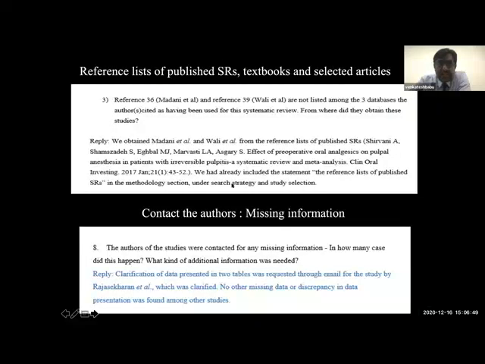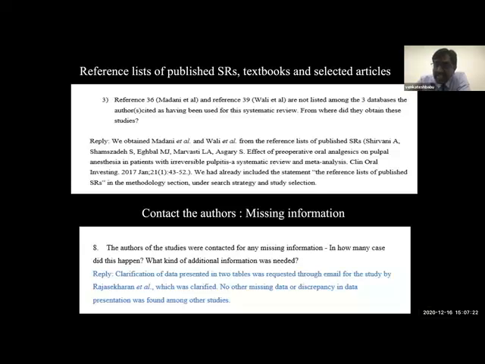Okay. So this is one of the reviewer comments. If you see this comment, references 36 and 39 are not listed among the three databases. In this particular study, we have included three databases. But the reviewer clearly said 36 and 39 are not listed in the three databases. So what does it mean? The reviewer has checked in detail in all three databases, and that's why he's asking me where we got these two references.